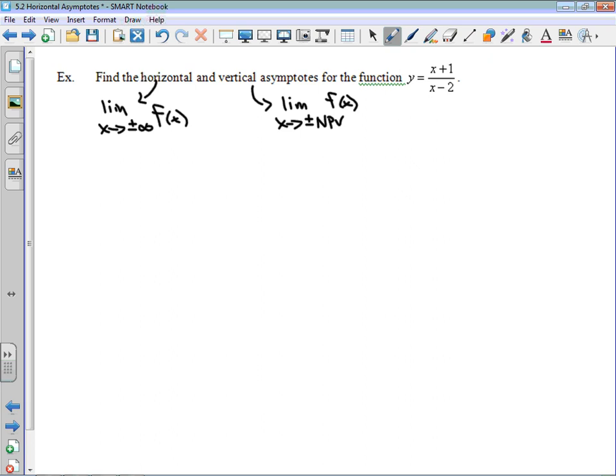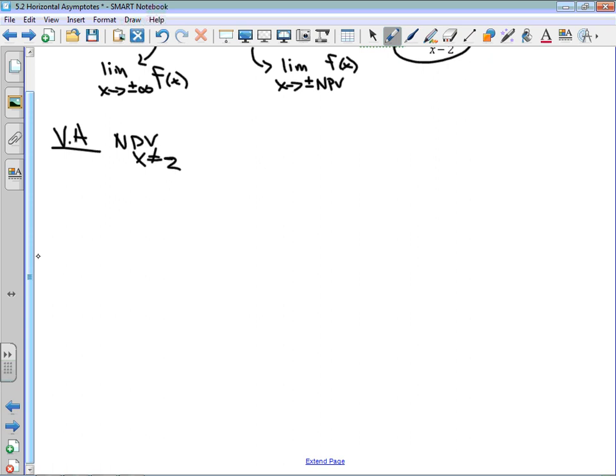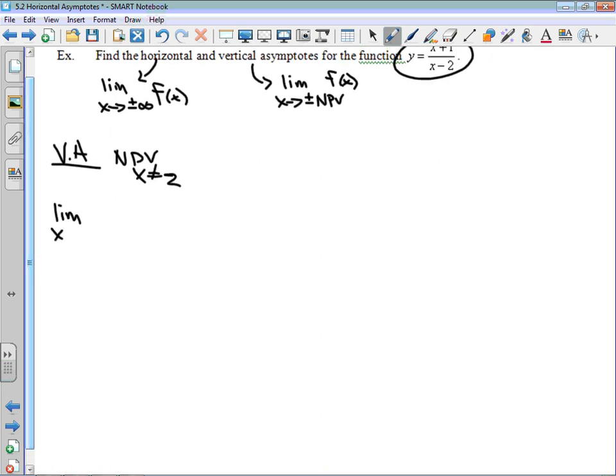So with that in mind, I'm going to do vertical asymptotes first. My NPV is that x cannot be equal to positive 2, because that would make the denominator of my function equal to 0. To determine exactly what's happening here, we have to take the limit as x approaches 2 from the positive of our function, and I'll put the actual function in there. Sorry, I put the positive and negative on the wrong side here. That's the left and right-hand limit of the NPV. And the function in this question is x plus 1 over x minus 2.